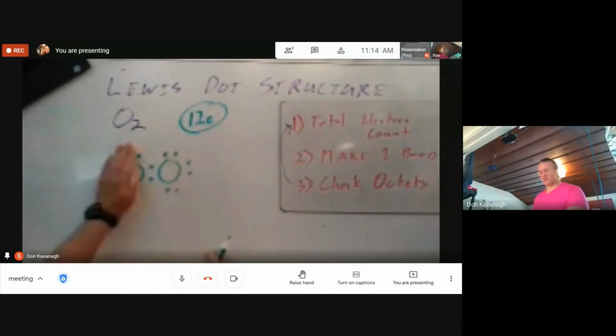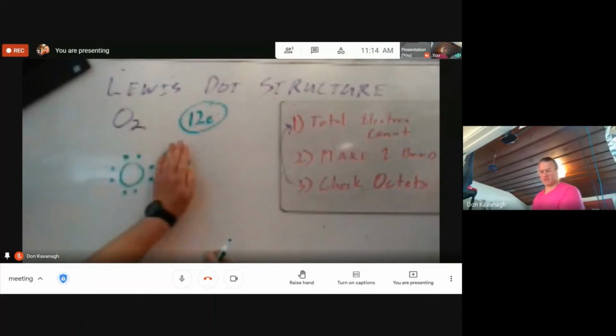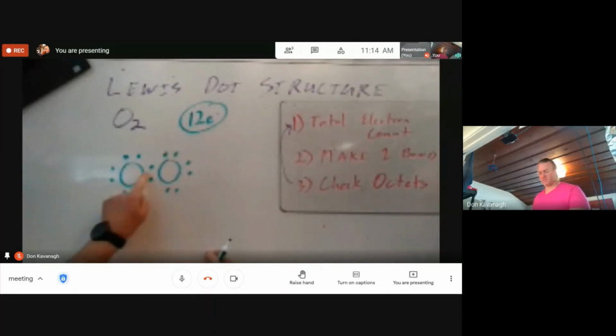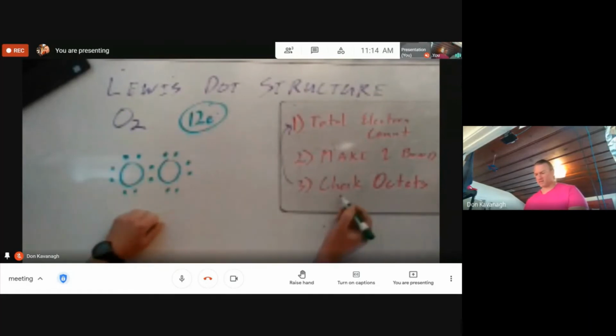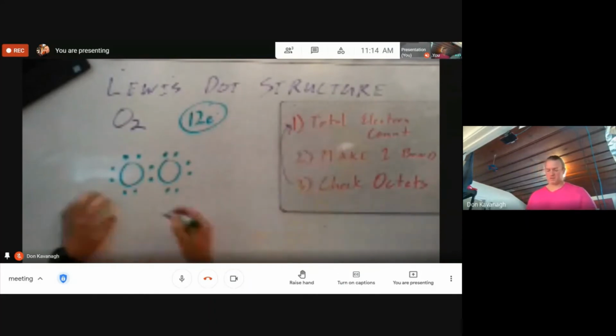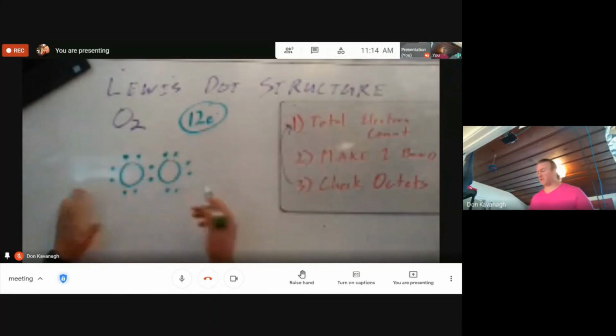When I was counting the octets for each of these oxygens, if you think I double counted the electrons in the middle, you're correct, because they are in a covalent bond of sharing electrons. They're being shared. Everybody has an octet. So now let's check our total electron count. Okay, we have 14 electrons. So we do not have a good electron count right here.